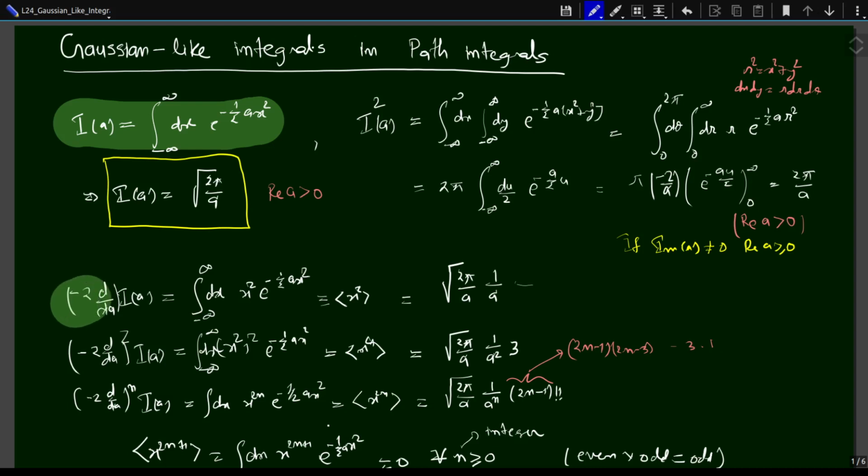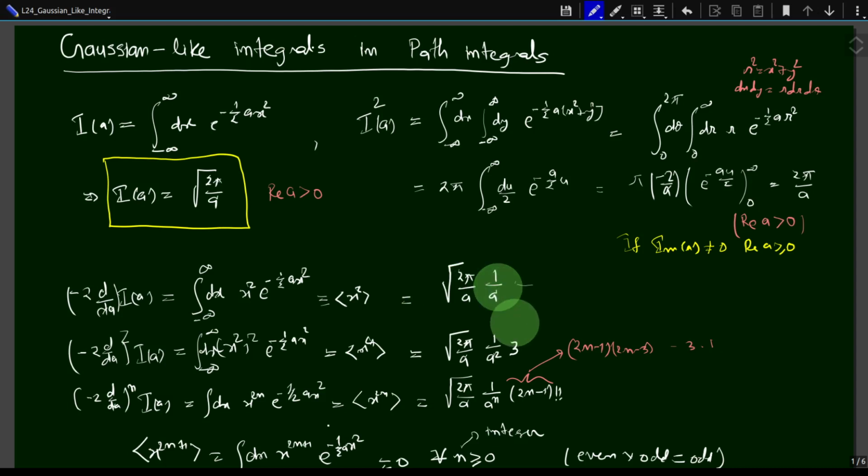So what I am doing is minus 2 d by dA acting on I of a, and that gives me the integral of x square exponential minus half a x square, and this is defined to be the mean value of x square. So this is the definition when I use this derivative under the sign of the integral. But if I use the expression of I of a given there and take the derivative, then with minus 2 multiplied, I get the square root of 2 pi by a times 1 over a. The extra factor of 1 over a comes.